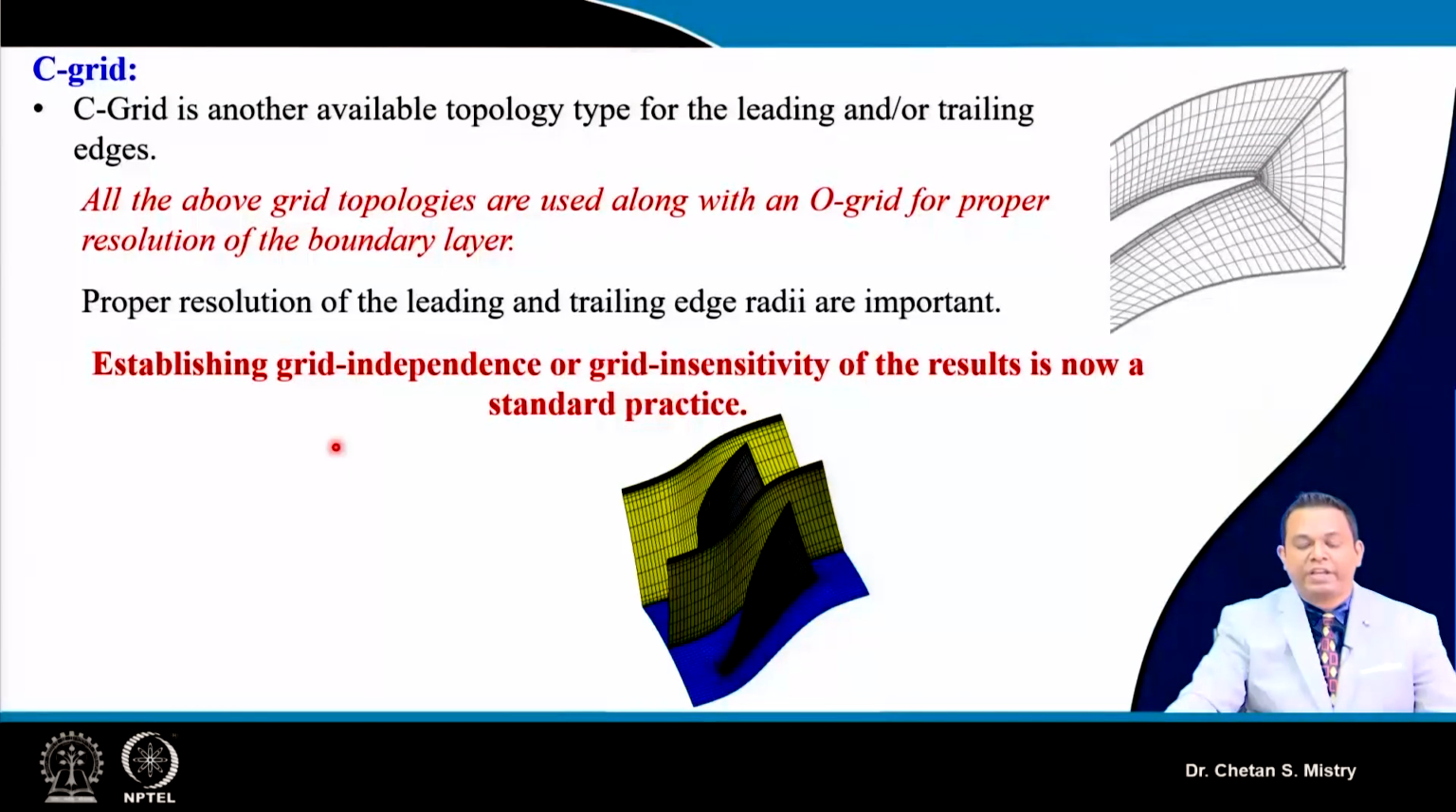Establishing grid independence or insensitivity is a standard practice. We will be discussing the meaning of grid independence study, grid resolution or grid insensitivity study.